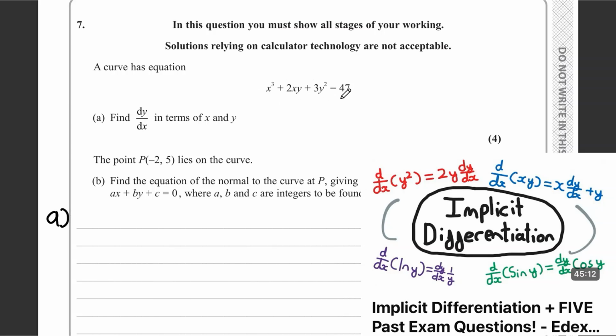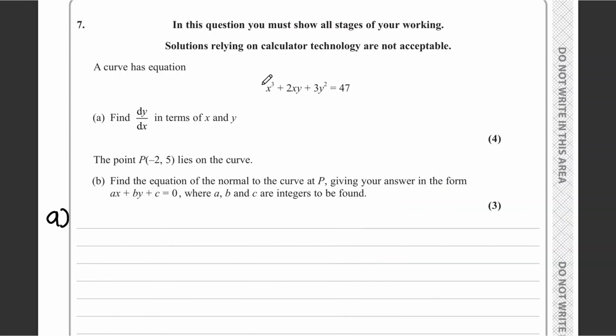So if we differentiate each term individually, if we start with this x to the power of 3, if we differentiate this in terms of x, this is just going to be 3x squared. If we then differentiate this 2xy, it's going to be 2, multiplied by xy differentiated. Now to differentiate xy, you need to use the product rule on this here. The easiest way to use the product rule, in my opinion, is the product rule is this term differentiated multiplied by this term plus this term differentiated multiplied by this term.